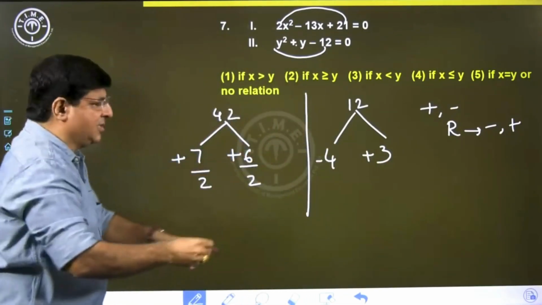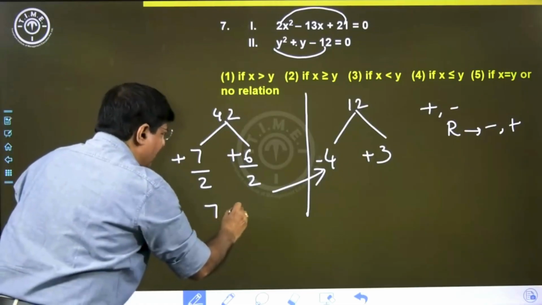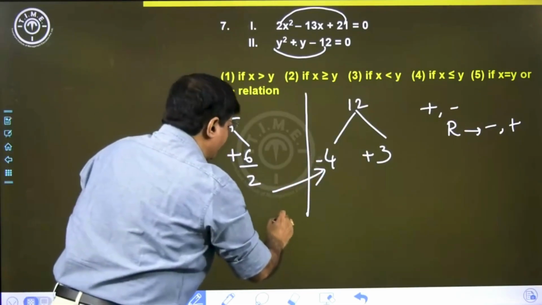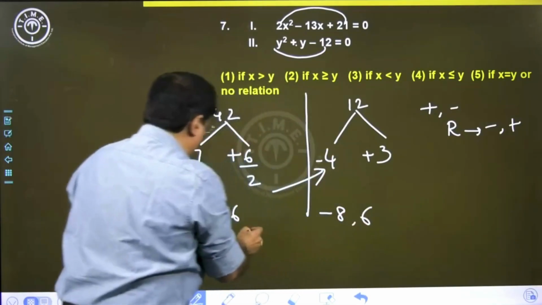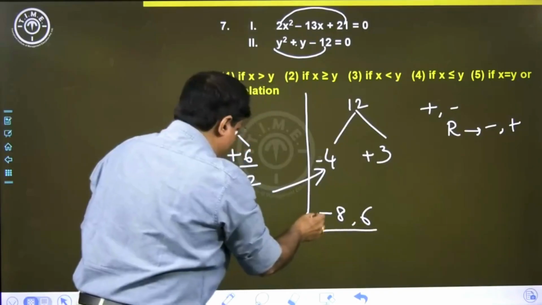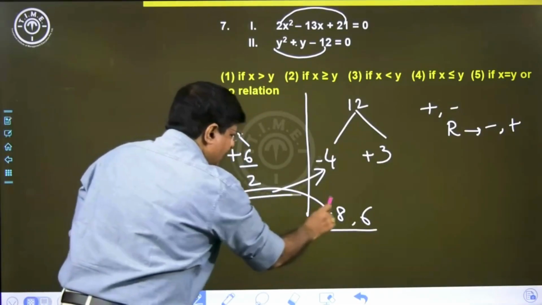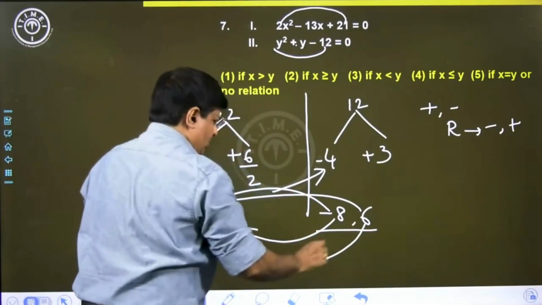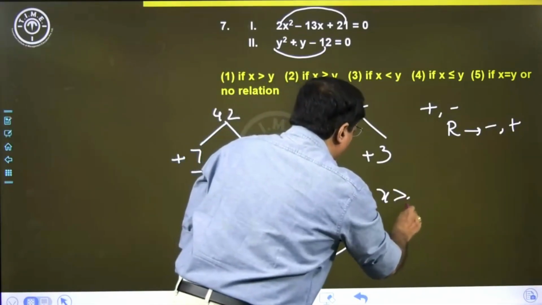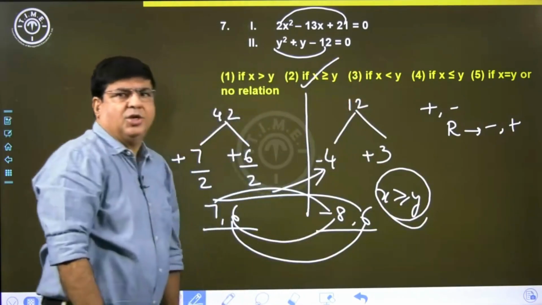Now to compare this, just take this 2 there. So you are left over with 7 and 6. 2 into minus 4 is minus 8 and 2 into 3 is 6. Very easy to compare. 7, 6 and minus 8, 6. 7 greater than minus 8. 7 greater than 6. 6 greater than minus 8. 6 equal to 6. So x is greater than or equal to y. Your option is answer choice 2.